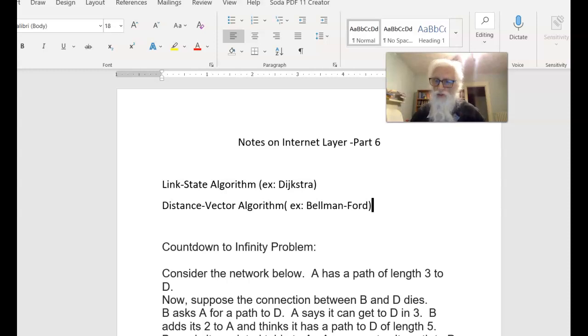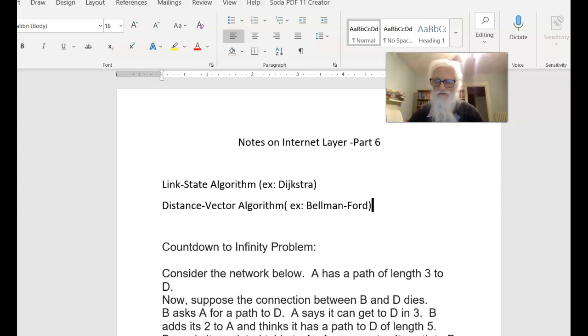There were two algorithms we looked at. The link state algorithm is the Dijkstra algorithm. The distance vector algorithm is the Bellman-Ford algorithm. You've had homework on both of them. On Dijkstra, you had to do Dijkstra for a small network. And on the distance vector algorithm, you had to write the algorithm and get it working.